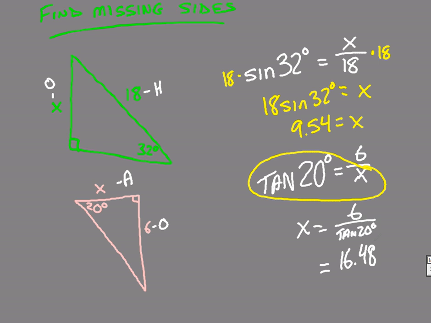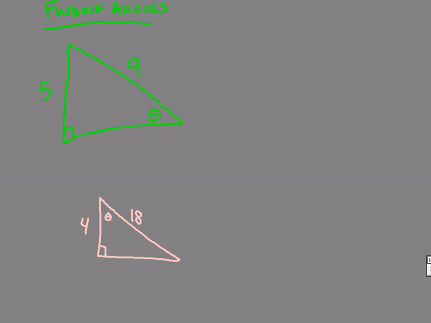for my side length. All right, the last one's finding an angle. It starts out the same way. Here's my angle, I have an opposite, and I have a hypotenuse, so I'm going to do a sine here again. Sine of what? Always sine of an angle. I don't know what the angle is, so I'm going to call it theta, equals opposite over hypotenuse.